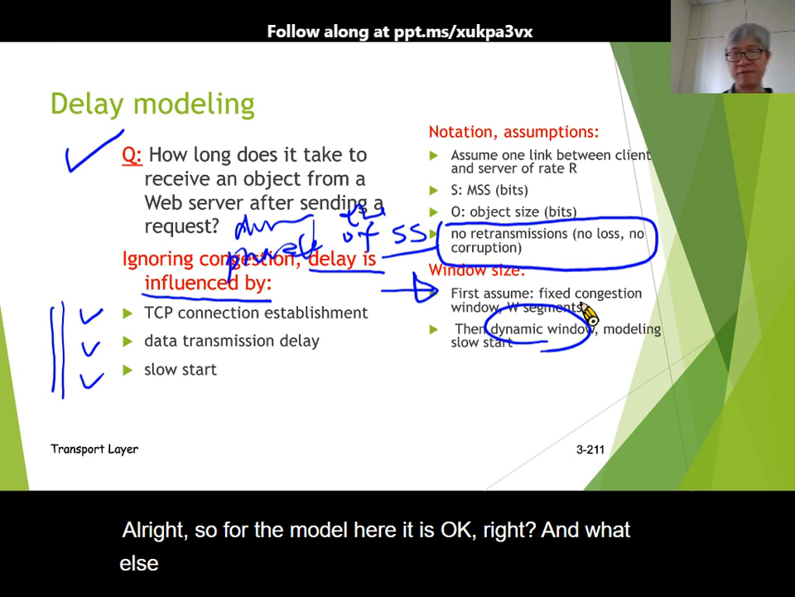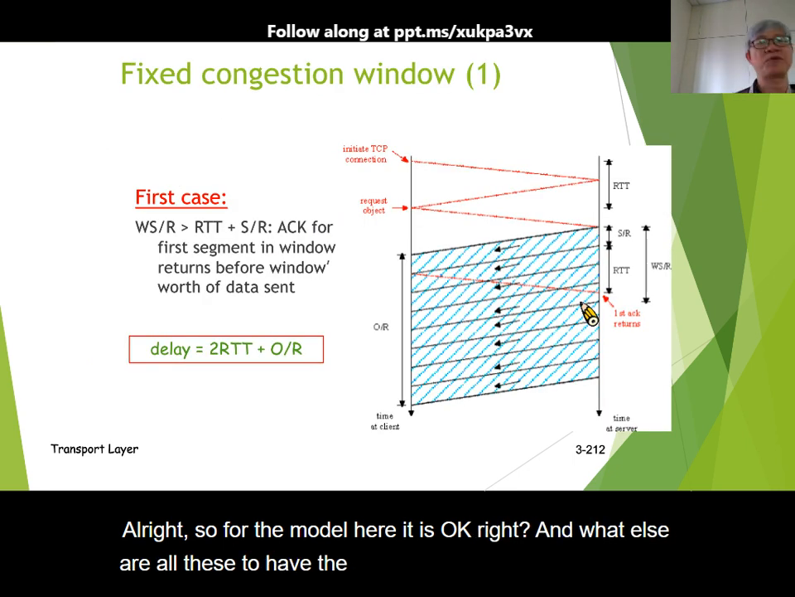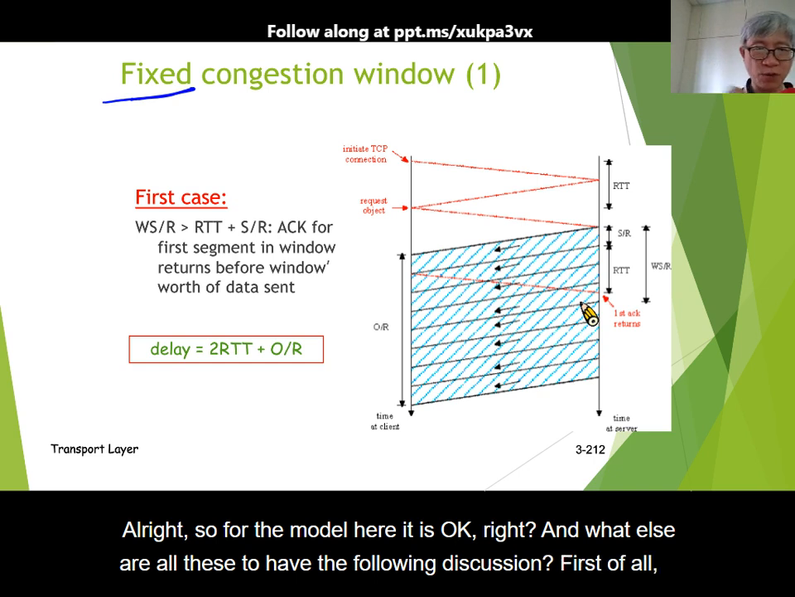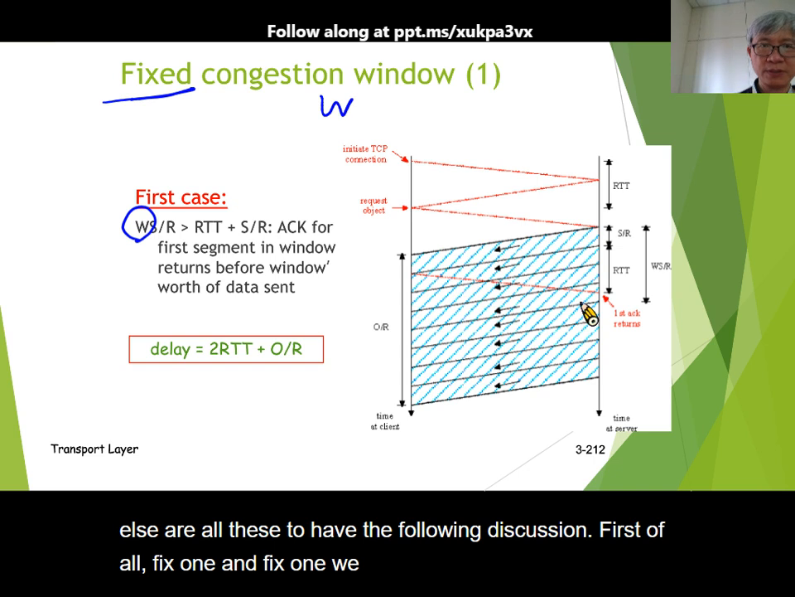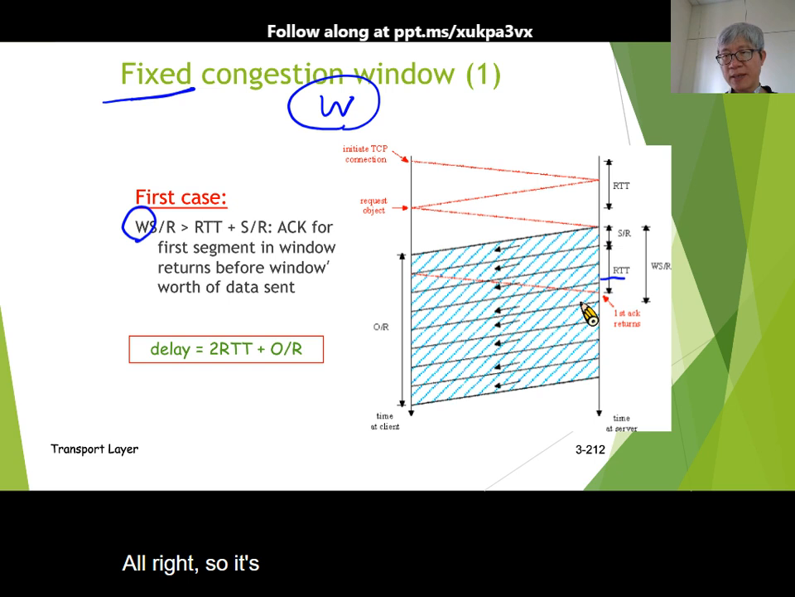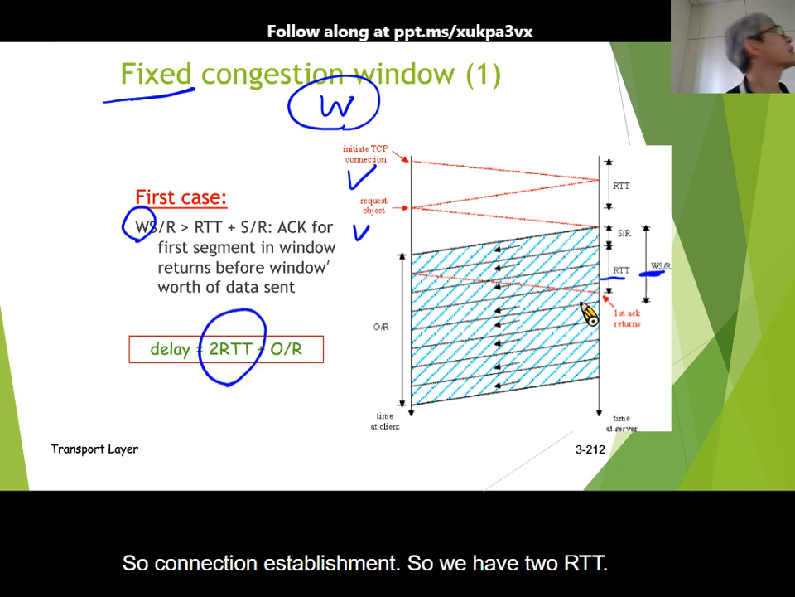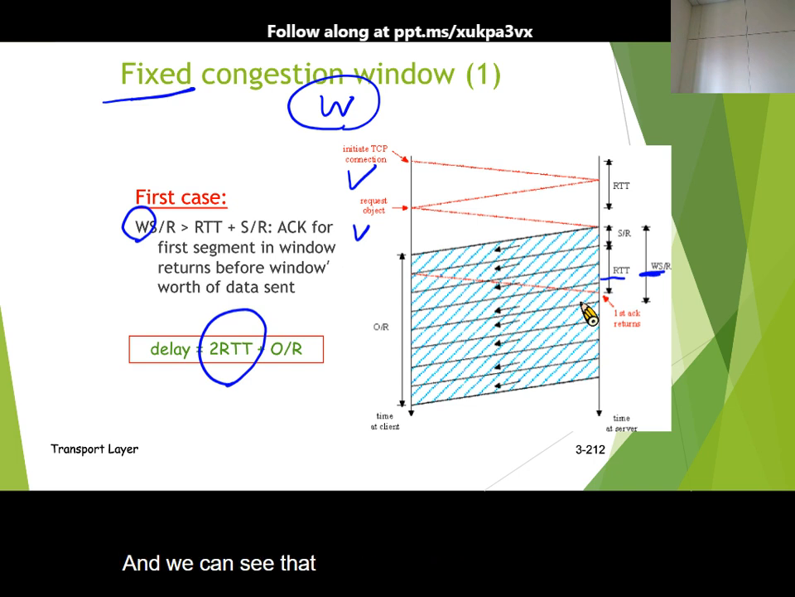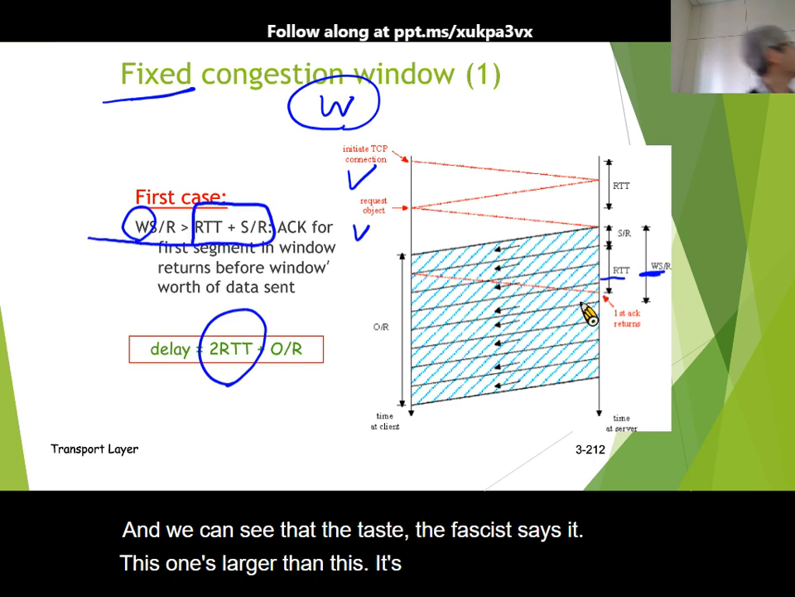Next is to have the following discussion. First of all, the fixed window, and we assume it's W. So it's W here. For connection establishment, we have 2 RTT. And we consider the first case. The first case says this one is larger than this. It's really special: RTT plus 1 transmission delay.